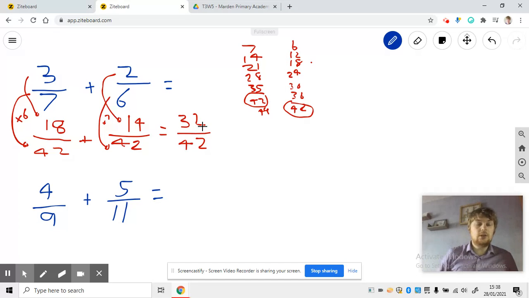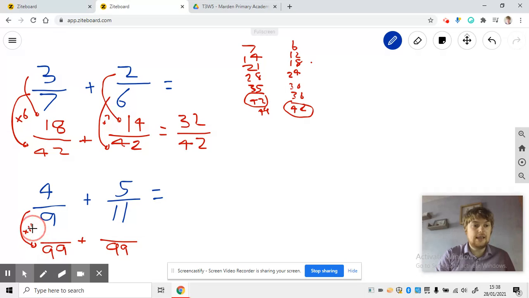Let's just have one more look at this final example. So 4 9ths add 5 11ths. Well, I'm not going to worry about listing my multiples here. I'm just going to do my 9 multiplied by 11, which shows me that I'm going to have a common denominator of 99. So I'm actually doing 99ths here. I then established a pattern, as we know by now. So what do I do to 9 to get to 99? I multiply it by 11. I therefore do exactly the same to my numerator.